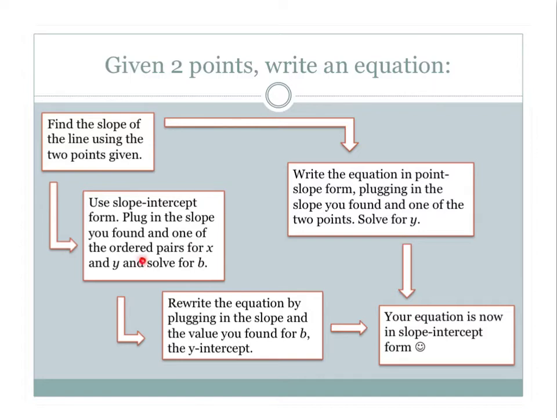But after you've done that part, then you rewrite the equation by plugging in the slope and the value that you found for b, which actually is the y-intercept, remember. Once you do that, your equation is then again in slope-intercept form. So it really depends on which method you prefer. We're going to do one the point-slope way, and we're going to do one the slope-intercept form way.